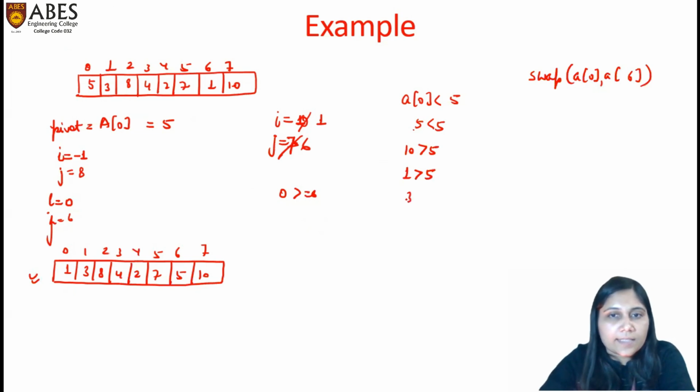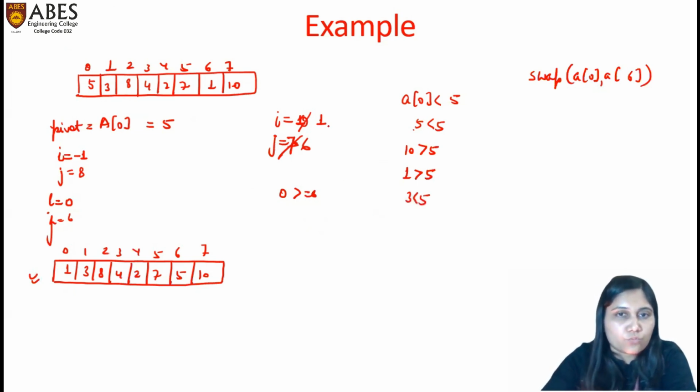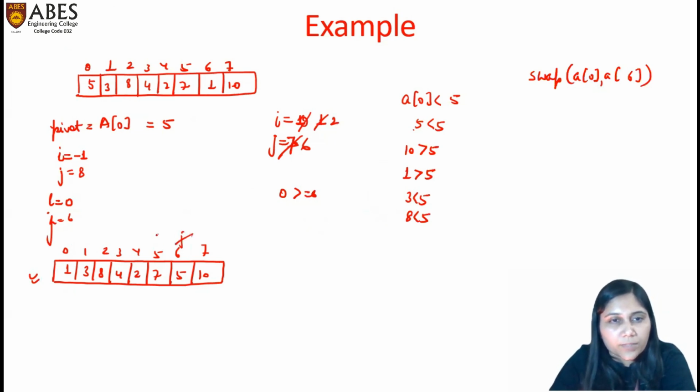Now 3 is less than 5. Yes, the condition is true. Now i will become 2. If I go to 2, 8 is less than 5, the condition again becomes false. If it is false, I will come out of this. Now j was at 6, right? So I have to compare. So j again will go to this particular position.